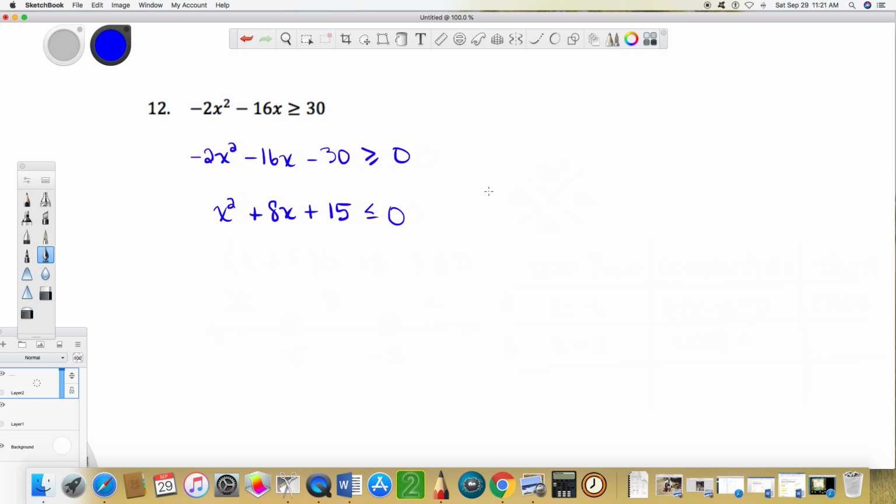So I want to factor this. With a leading coefficient of 1, a lot of people won't have to draw the x off to the side because they'll just visualize two numbers that multiply together to give us 15 and add together to give us 8: 5 and 3. With the leading coefficient of 1, I don't have to make the table afterwards. I can just use the 5 and 3 directly.